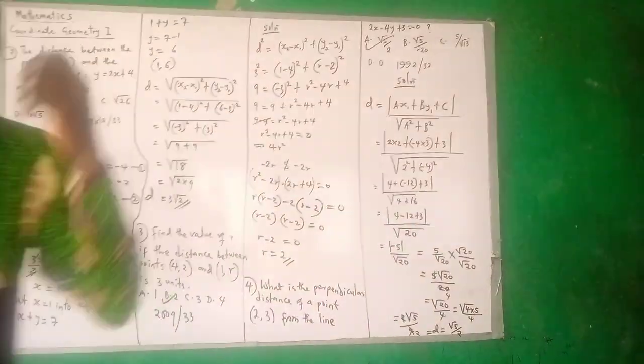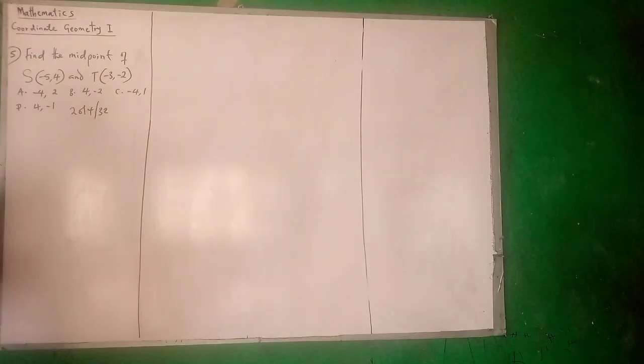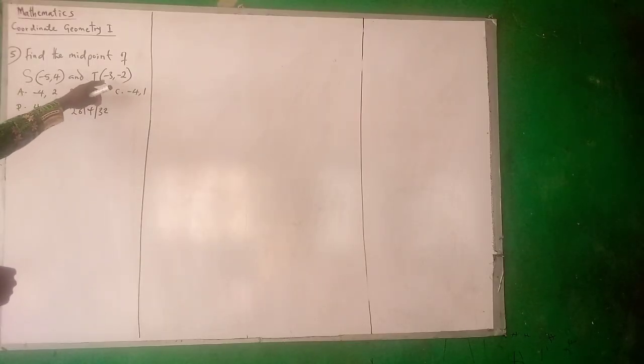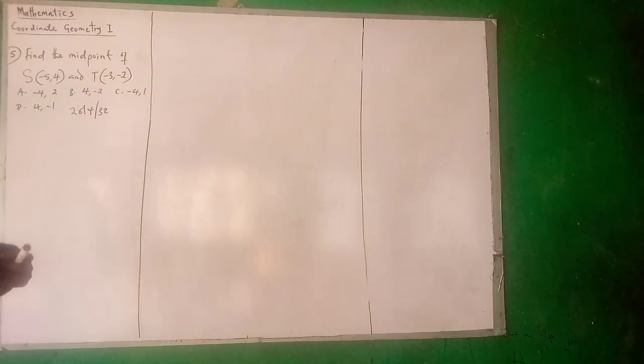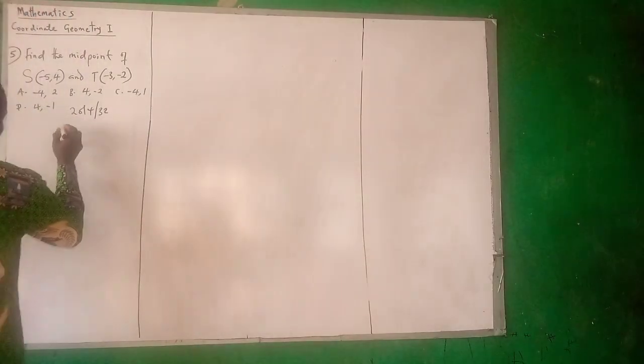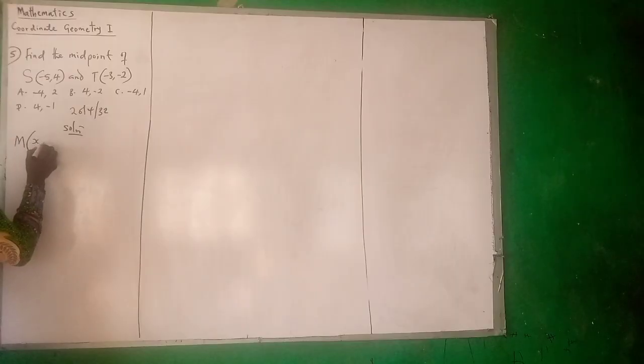So next question, please. Okay, let's solve question number 5. Is the jump pass question, please? Now, find the midpoint of S, having this coordinate minus 5, 4, and T minus 3, minus 2. Now, this one is not distance. This one is midpoint coordinate, which I gave you the formula. And to solve this, you write the formula midpoint coordinate, which we are using M to denote x, y.